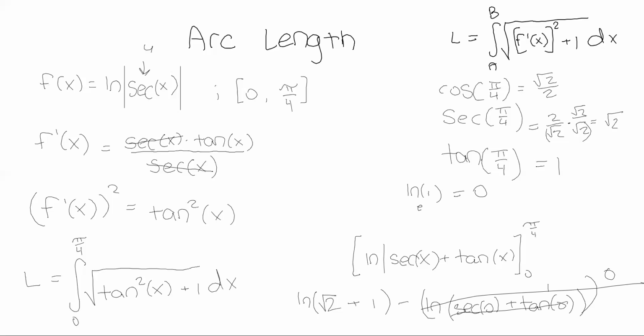So that means that our entire arc length is going to be just this part right here. Draw a box around it. So this is the arc length of our particular function going from 0 to pi over 4.